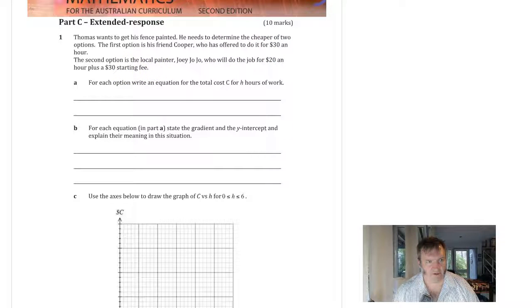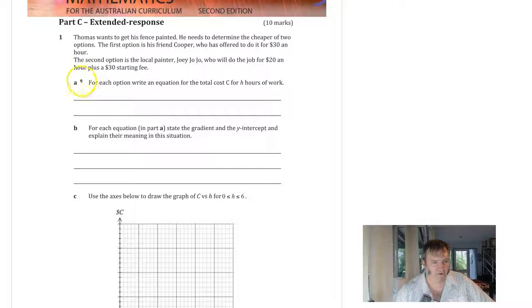The second option is... my pen colour's changed there. That looks very weird while I'm trying to point with that colour. Let me just go back to something a bit easier for me to cope with. The second option is a local painter, Joey Jojo, who will do the job for $20 an hour plus a $30 starting fee. For each option, write the equation.